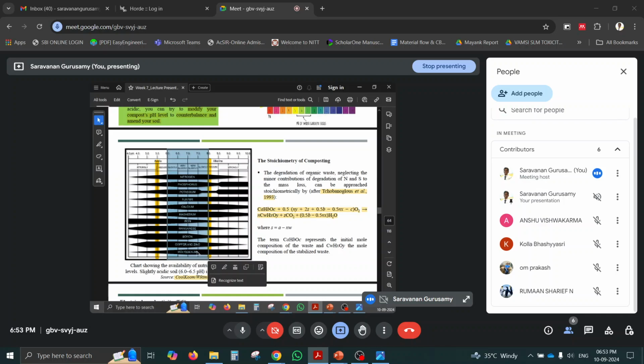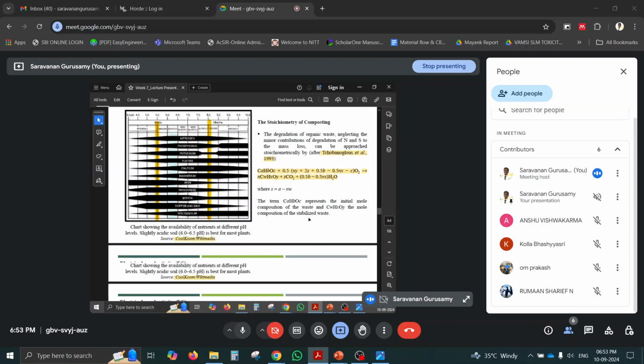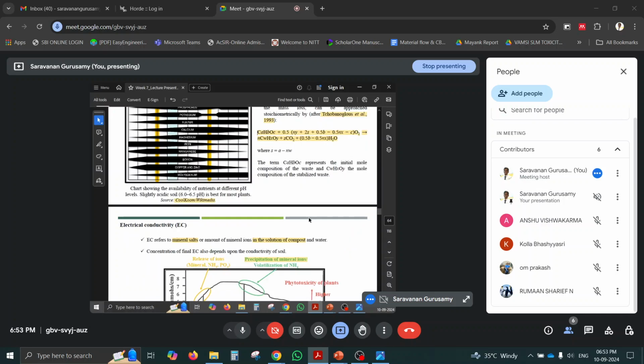The stoichiometry for composting was proposed in Tchobanoglous's book, which you can also refer to. This is the stoichiometric equation to calculate how much oxygen is required for the composting process, how much CO2 will be liberated, and how much water vapor will be liberated. This kind of thing we can check through this stoichiometric equation. How much oxygen requirement there is will be calculated from that.